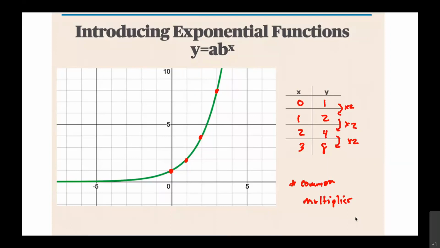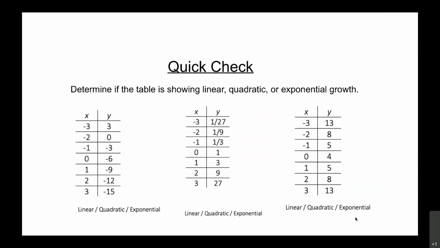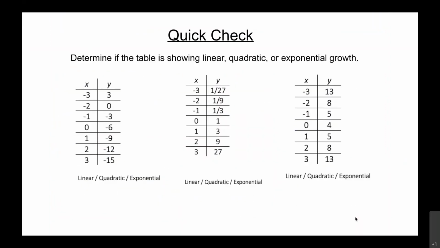So here's what I want you to do. On the next part, the quick check, take a look at those data tables, and I want you to tell me one of them is linear, one of them is quadratic, and one is exponential. I want you to take a look at the patterns of the y values and tell me which one's which. Just circle it at the bottom. Which one of those tables represents a linear function? Which one represents quadratic? And which one is exponential?